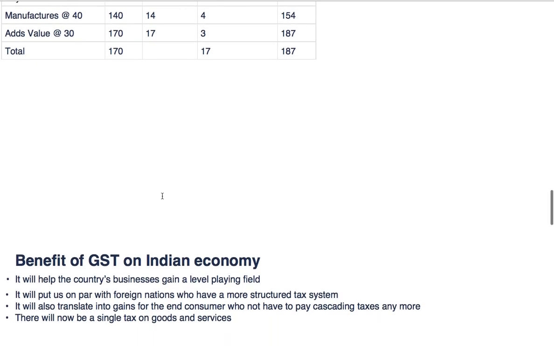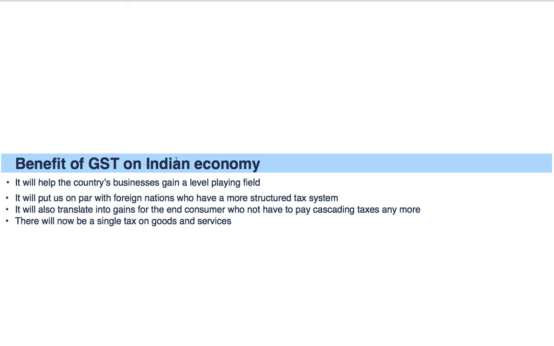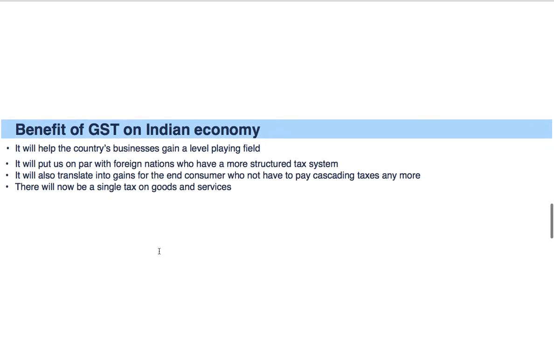Okay, so just a few things about how GST is going to benefit the Indian economy. It will help the country's businessmen gain a level playing field. It will put us on par with foreign nations who have a more structured tax system. It will also translate into gains for the end consumers, so we don't have to pay the cascading taxes anymore. And there will now be a single tax on goods and services.